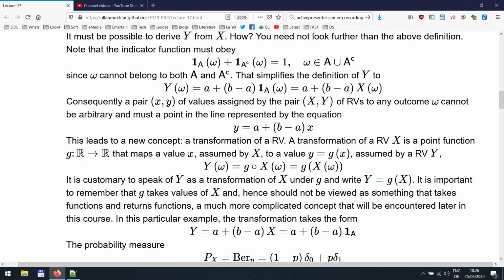So at the moment, this transformation, of which this was an example, has to be seen as a very simple thing which takes values of x and returns values of y. It doesn't take the random variable itself, but its values.